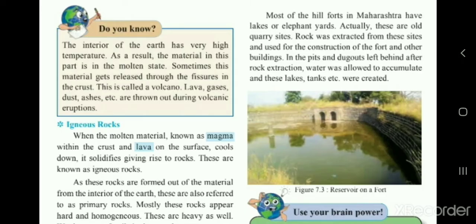Most of the hill forts, you can see here a tank is given, right? In the hill forts in Maharashtra, there are lakes and elephant yards, from where the rocks were extracted. After such rocks were extracted and used for the construction of forts and other buildings, the leftover dug-out pits accumulated water, and these lakes and tanks were created there. So this is the reservoir of a fort.